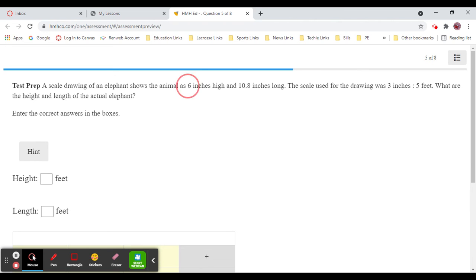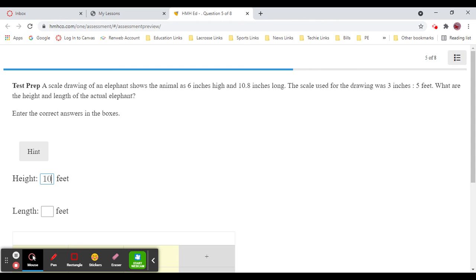Well, you know this one because if it's 6 inches, 3 inches is 5 feet. So if it's 6 inches high and 3 inches is 5 feet, that's twice as big, right? So it's not 5 feet, it's going to be 10 feet. How did I do that? I just multiplied times 2, right? I just multiplied times 2.